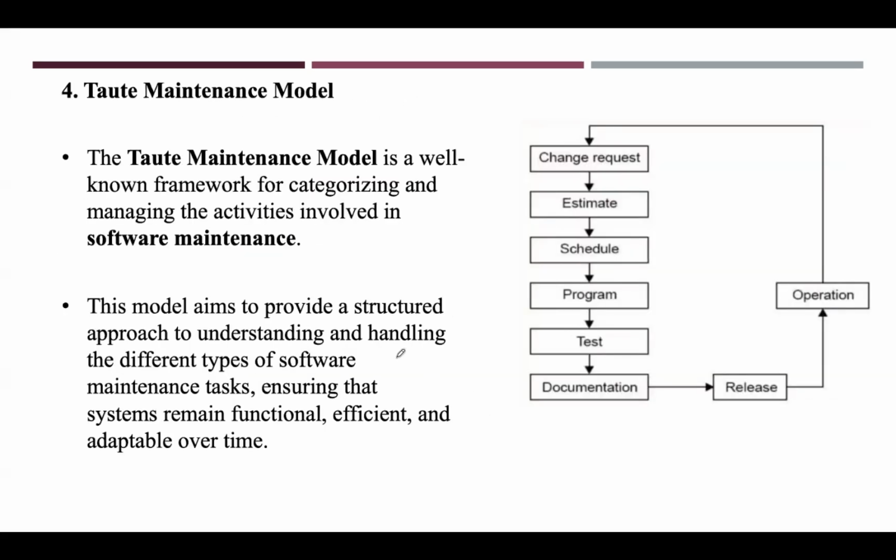And the next model is the quick fix maintenance model, which is mainly used for categorizing and managing the activities involved in the software maintenance. And this is a maintenance strategy which emphasizes tight control over the changes in maintenance activities, ensuring that the system stays as stable as possible with minimal intervention. And this model is often used in environments where stability, security, and reliability are of utmost importance.